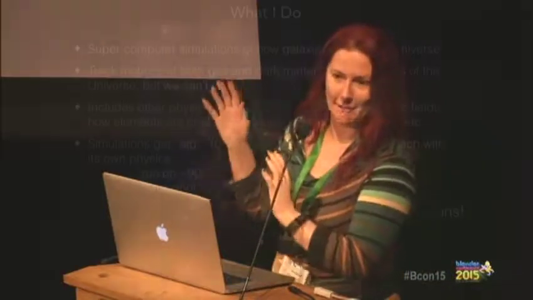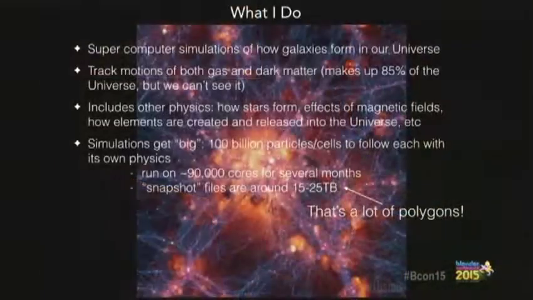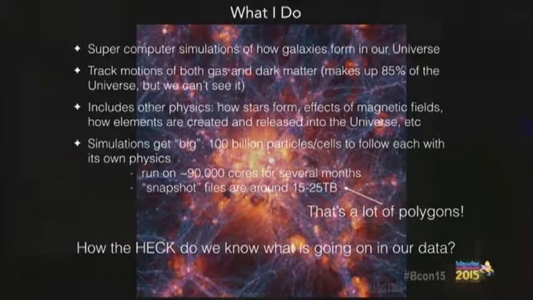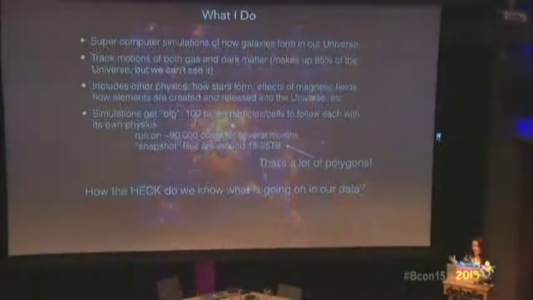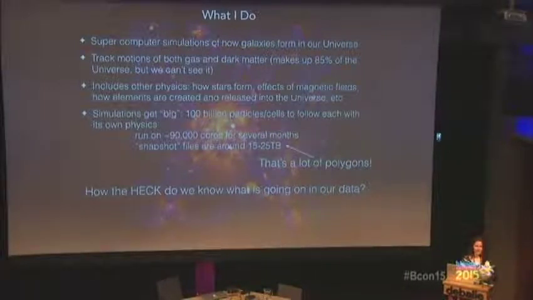And the snapshot files, which basically give you just a snapshot of how the universe looks at a particular time, those things can get up to several terabytes, right? So that's a lot of polygons. I don't know a lot about computer animation, but I do know that that's a lot of polygons. So how the heck do we understand what's going on in our data? And even for my own simulations for just smaller projects, these snapshot files can get up to a few gigabytes. So even the small things are kind of big.